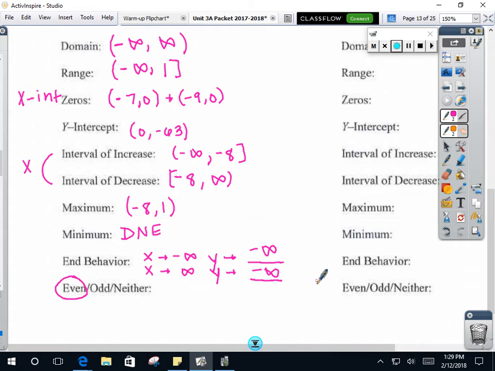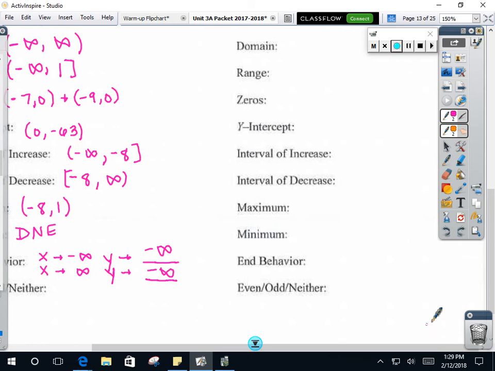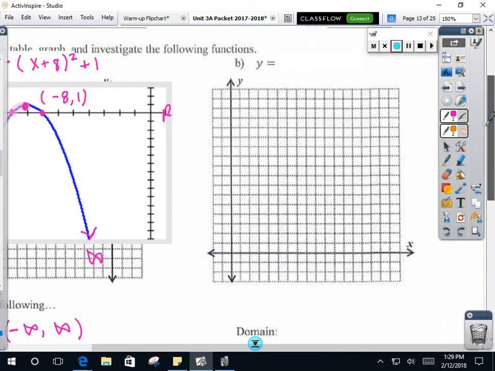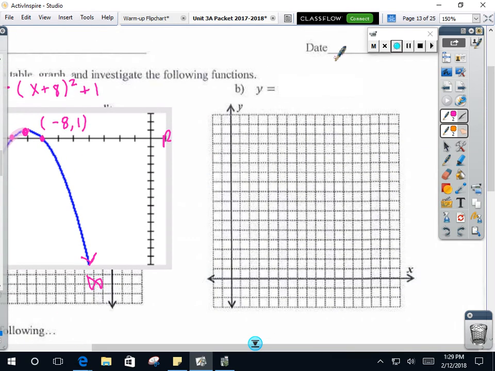Okay, let's go to the next one. Everybody got that copied? Okay. All right, here we go. Your equation was y equals 2 times x minus 6 squared minus 2. Did we do any of this? Not anything, not even graphing?